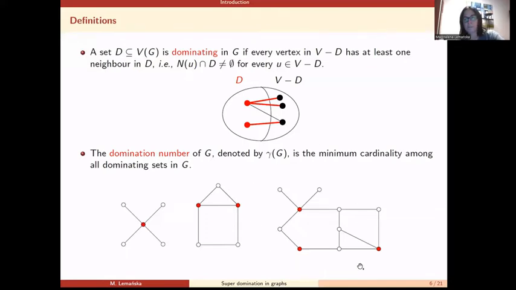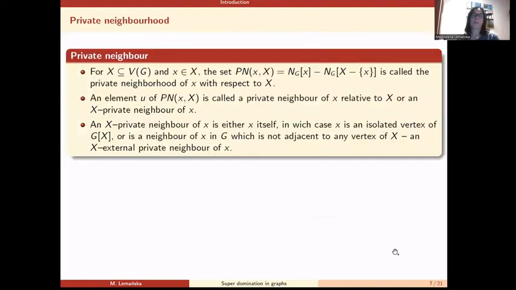Here in this third graph, we have an example of a graph with domination number equal to 3. And it's quite easy to verify that these 3 red vertices form a minimum dominating set of this graph.